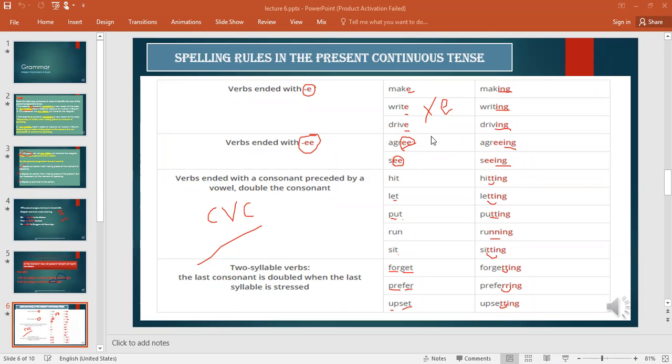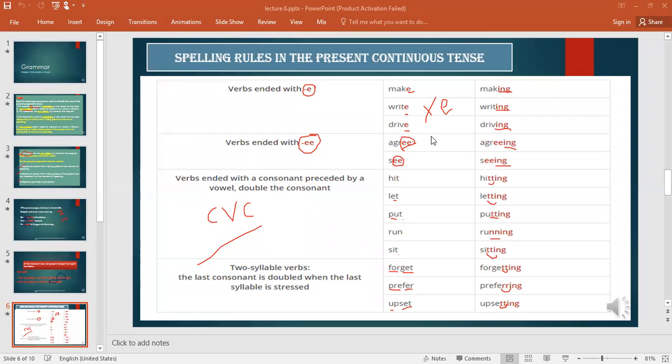So till now we have two spelling rules, and this is very important. When a verb ends with E, you drop the E and add ing. And the second rule says when the verb ends with double E, you do not make any changes, you just add ing. Now we move to rule number 3.